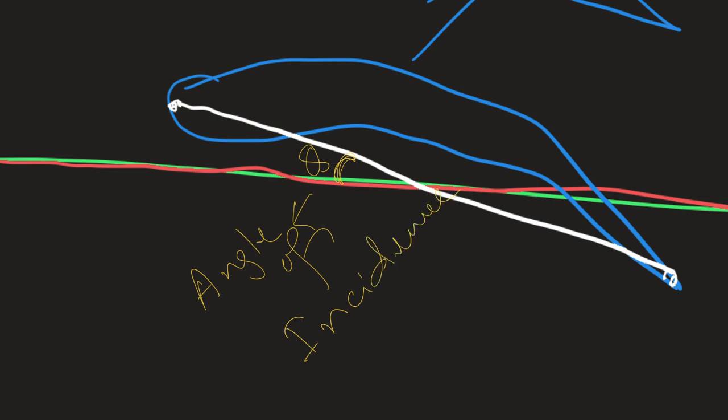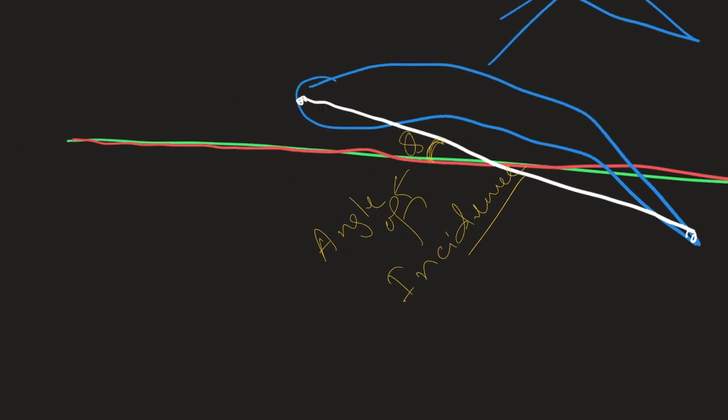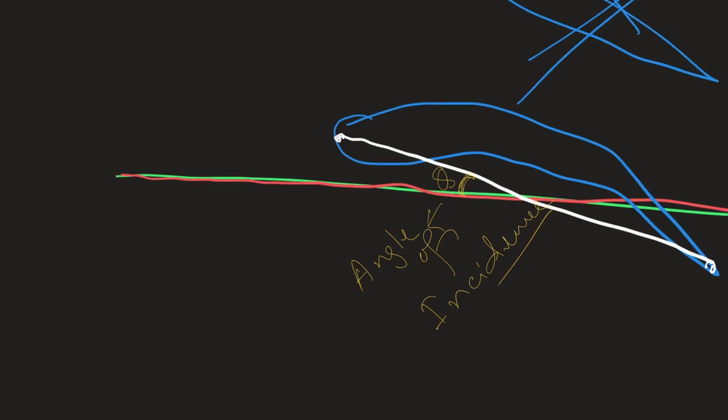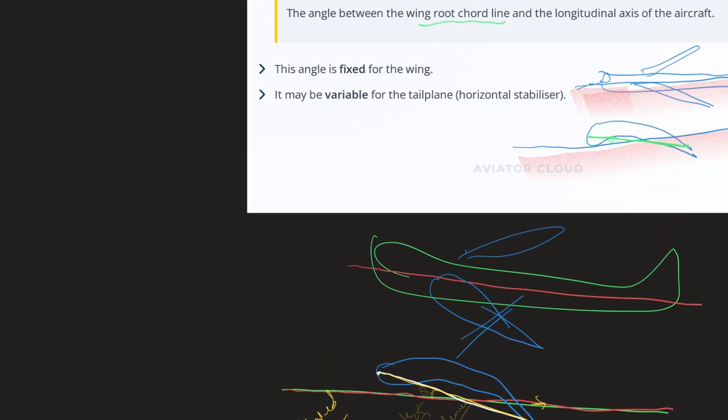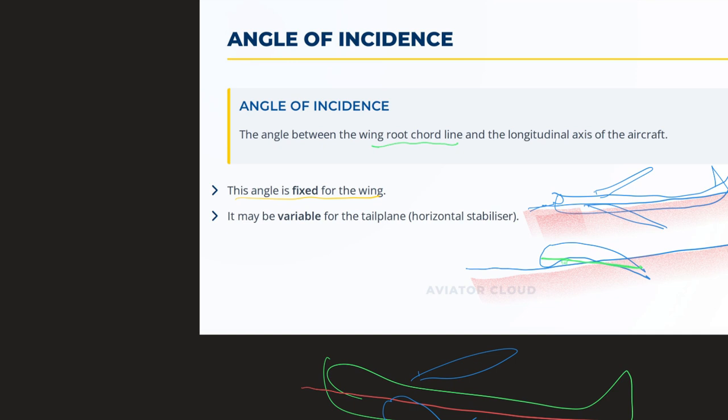incidence. So is it a fixed line or a variable line? What do you think? You can comment, okay? Fixed line or variable line. So it is a fixed line for an aeroplane, the main wing, because the longitudinal axis of the aeroplane cannot change, and the chord line also generally doesn't change for the wing. So this angle is fixed for the wing.